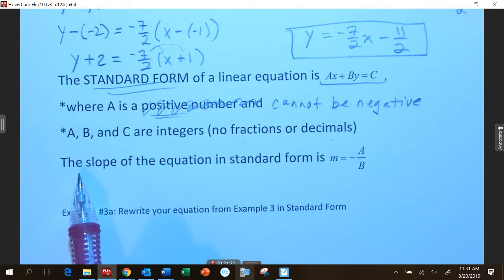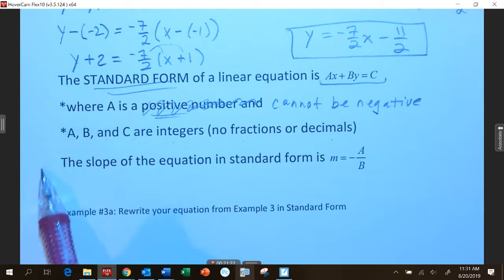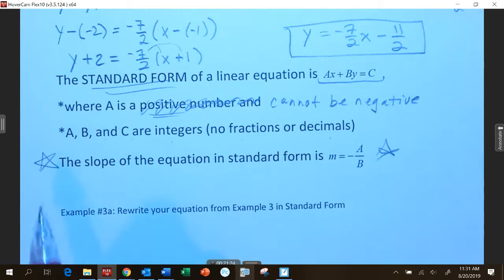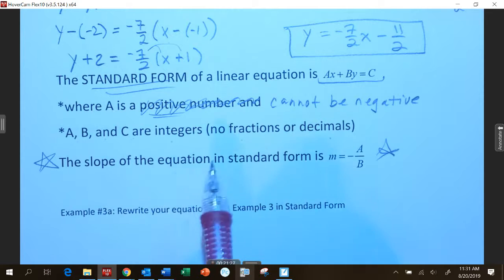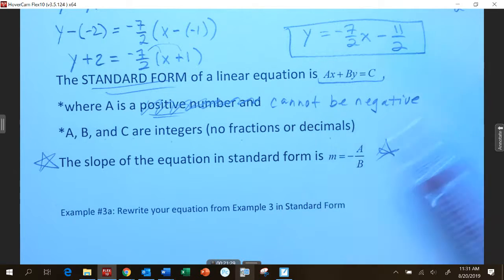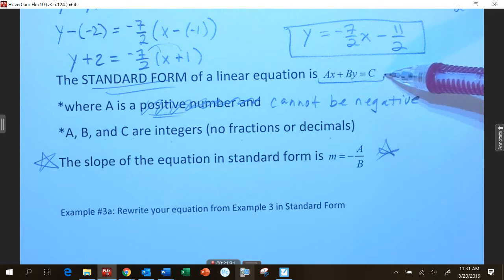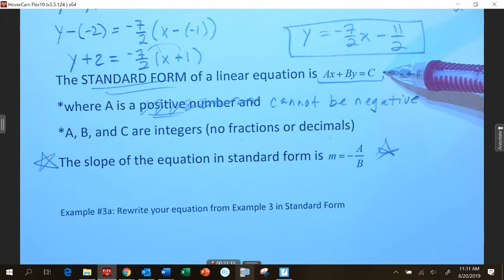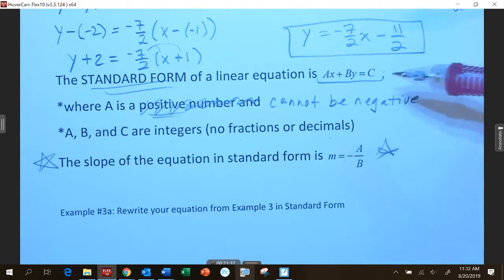Here's also one piece of information that we're going to use on the last page of these notes. The slope of the equation when it's in standard form, instead of trying to change it into a different form, you can look at this and find the slope. You just do negative A over B, when you have the slope. So we'll come back to that in a moment.